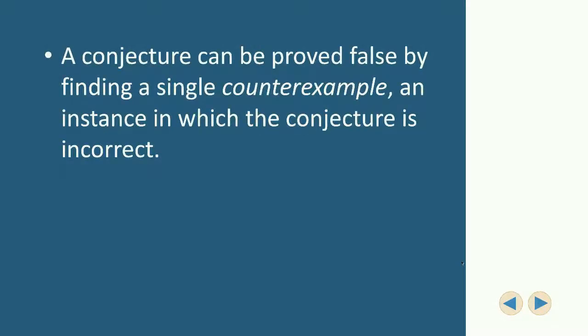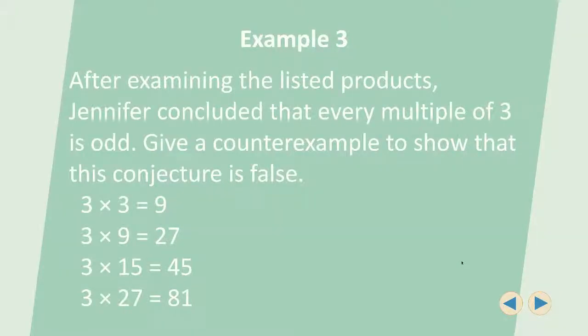All you need to prove a conjecture false is to get one counterexample, and that's an instance in which the conjecture is incorrect. Now, maybe the conjecture is completely incorrect, or maybe you just have to change it to fit certain situations. So here's an example.